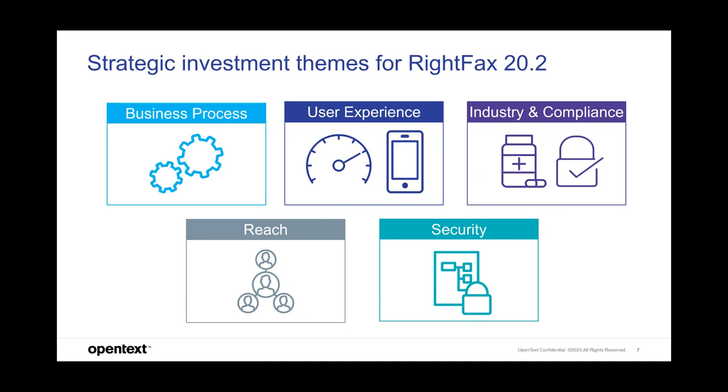So this slide, initially, I would just like to give everyone a little understanding of what OpenText considers our strategic investment themes for the RightFax product line. And I'll try to detail, as Jeffrey mentioned, some of the salient features that were included in each area here. Business process is all about the capability of working through your business process workflows. Like the document comes in, it needs to move here, it needs to be touched by these people, and I'll talk about a few features we've done in that area.